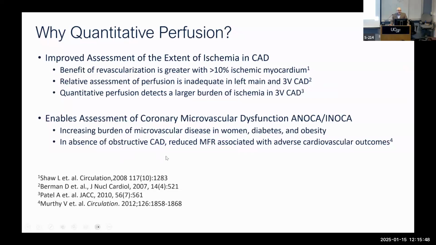Okay, so that's giving you a general idea of how we do regular perfusion imaging. So why would we be interested in quantitative perfusion? There are really two major areas that I think are important. One is an improved assessment of the extent of the burden of CAD. We know from older data that patients potentially benefit more with a greater extent of disease. The CT data from ISCHEMIA also shows us that people who have more anatomic disease also benefited more from revascularization.